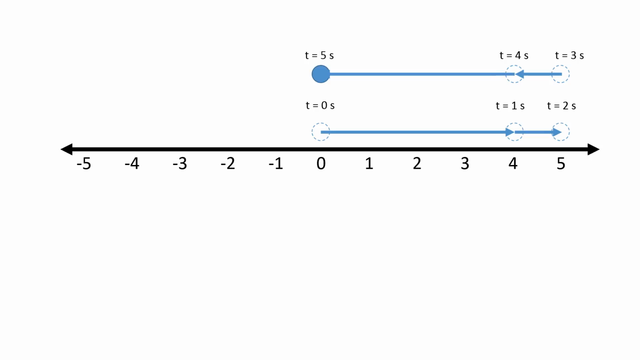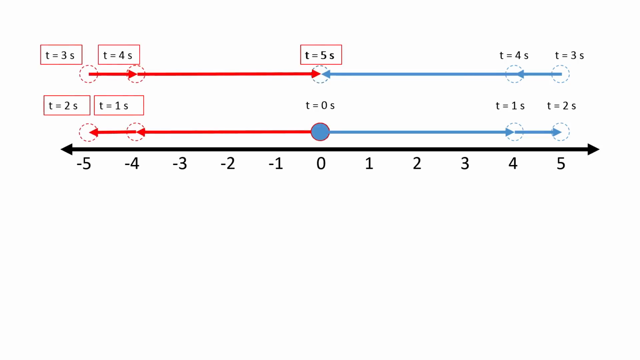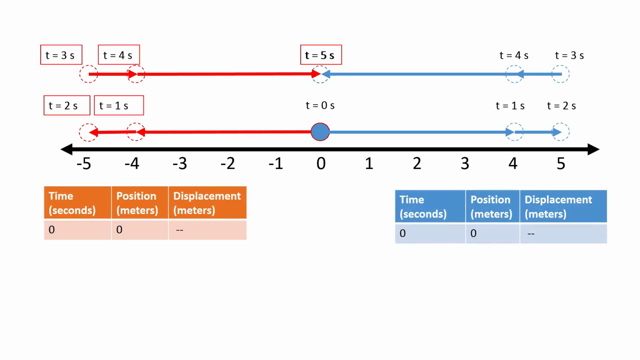I could also imagine a similar object that moves the same way as the first one did, only in the opposite direction. The only difference is the sign of the position and displacement. I can record this data in a table. At time t is 0, both objects are at the origin, so they have a position of 0. Because nothing has moved yet, there is no displacement to record.